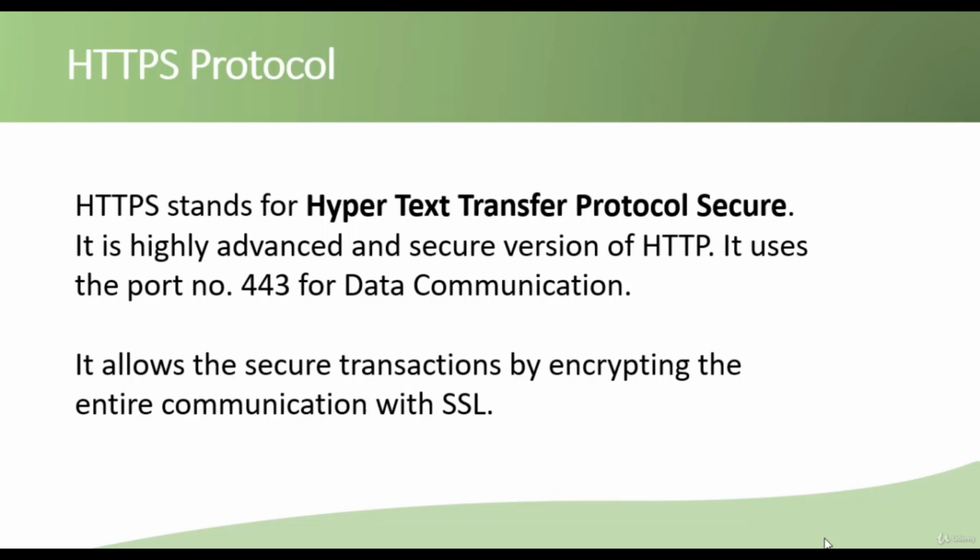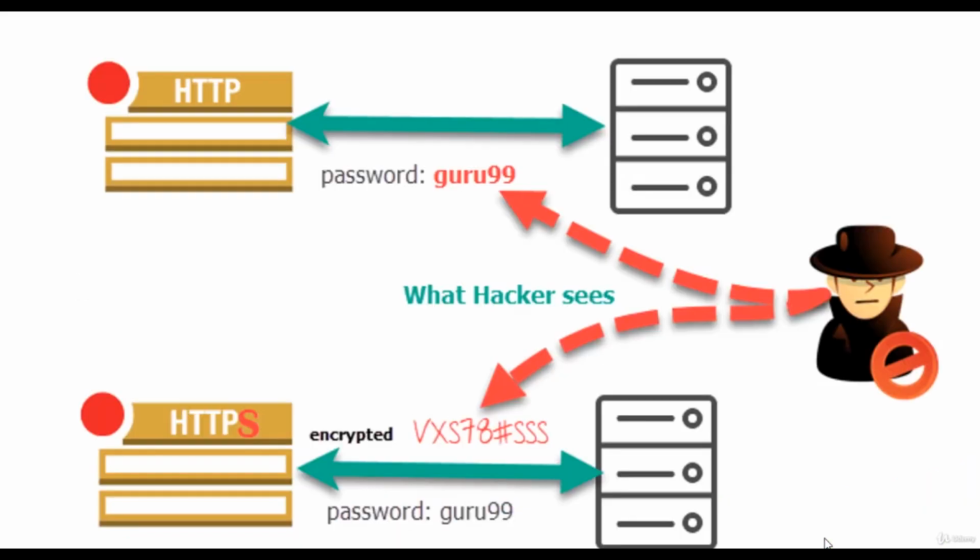Now the HTTP protocol is built on port number 80, and HTTPS uses port 443. Port 443 means the HTTP protocol that uses SSL. Now what does this mean? It allows secure transactions by encrypting the entire communication with SSL. Let's discuss it with the help of an example. I have taken this image from the internet, from guru99.com. This is a very good example to understand the concept of HTTP and HTTPS.